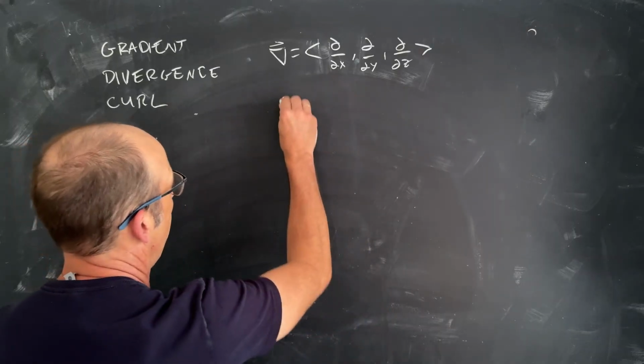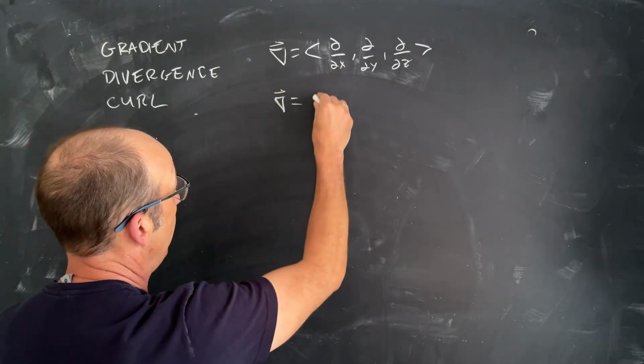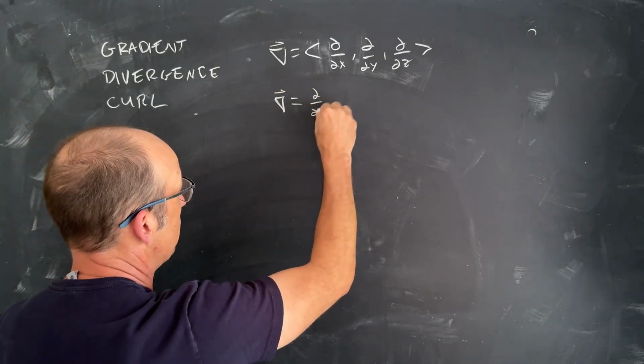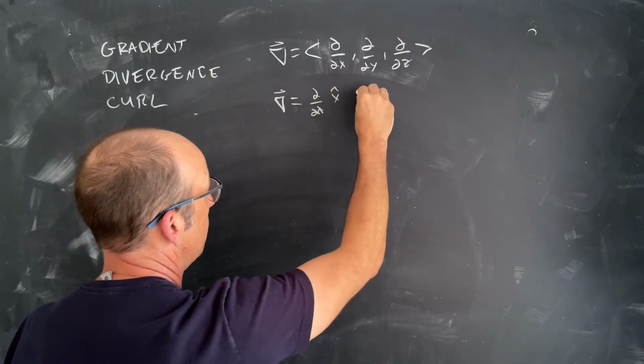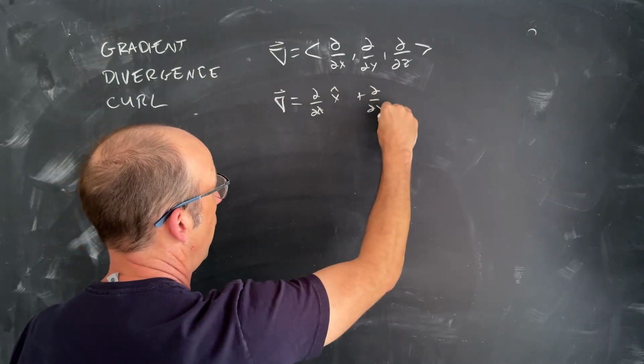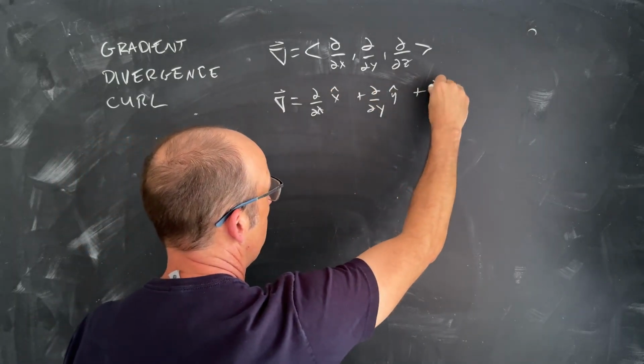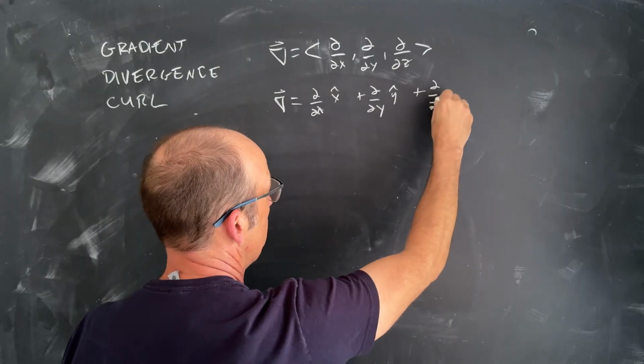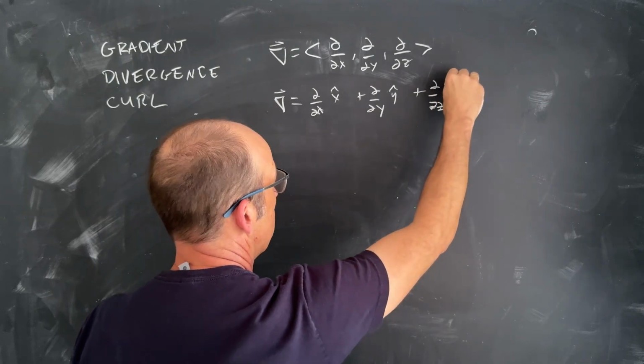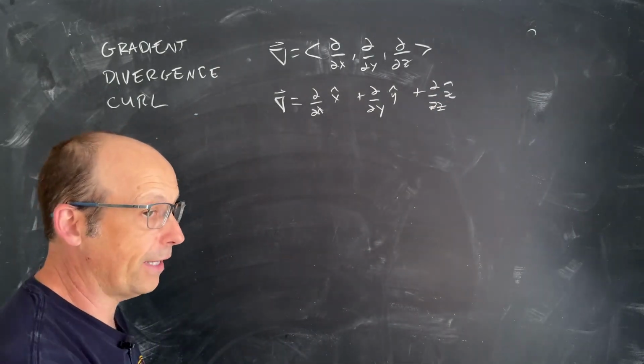So you may also write this in the other format: the partial with respect to x, x hat, plus the partial with respect to y, y hat, plus the partial with respect to z, z hat. So that's our operator, the del operator.